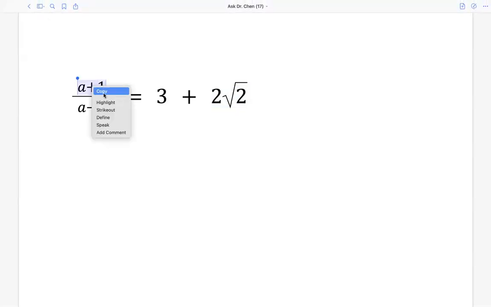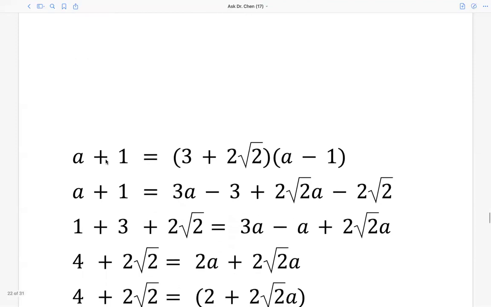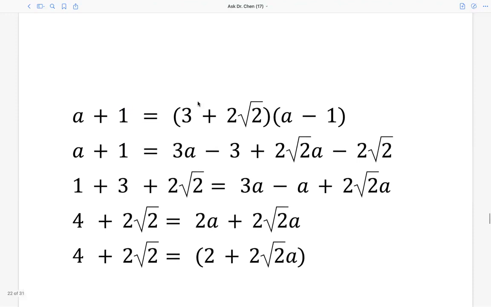So let's get a plus 1 equals a minus 1 multiplied by 3 plus 2 radical 2. Start from there. So a plus 1 equals 3 plus 2 radical 2 times a minus 1. And we distribute, double distribution, right? So we get 3a minus 3 plus 2 radical 2a minus 2 radical 2.